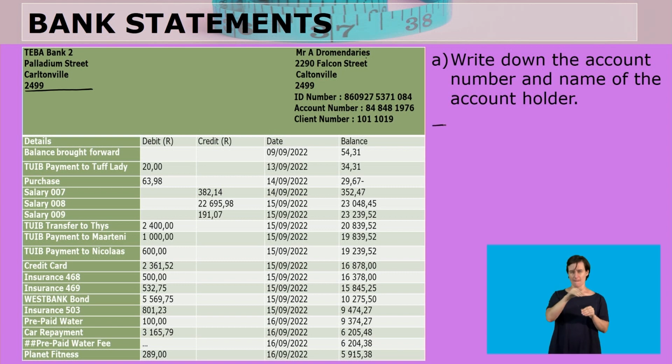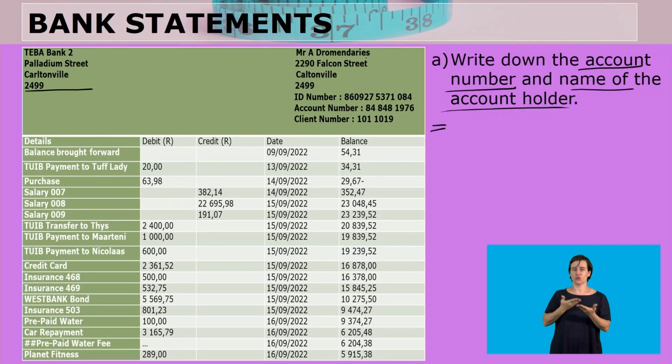So firstly, the question says, number A, write down the account number and the name of the account holder. So now where are you going to get those two? You don't just formulate them in your mind. You go to the statement and check where it says the account holder and the account number. So please make sure that you are able to differentiate between the account holder and the service provider, because now the Deba Bank is not the account holder but is the service provider.